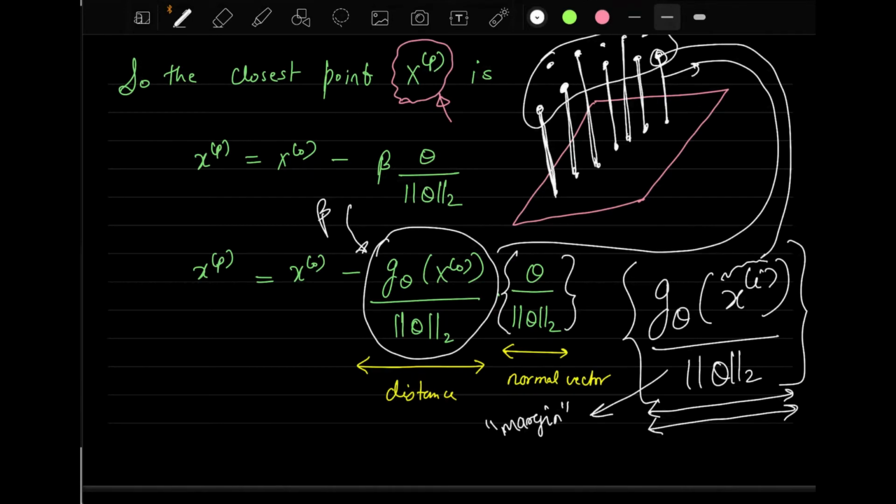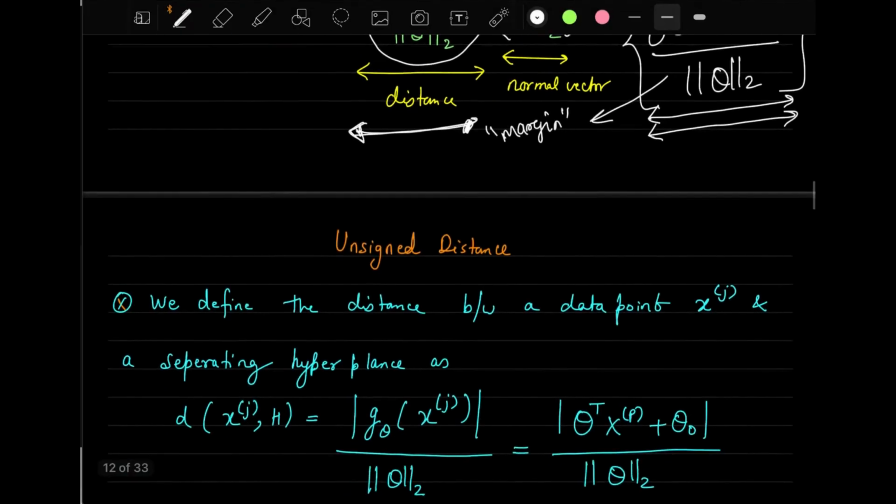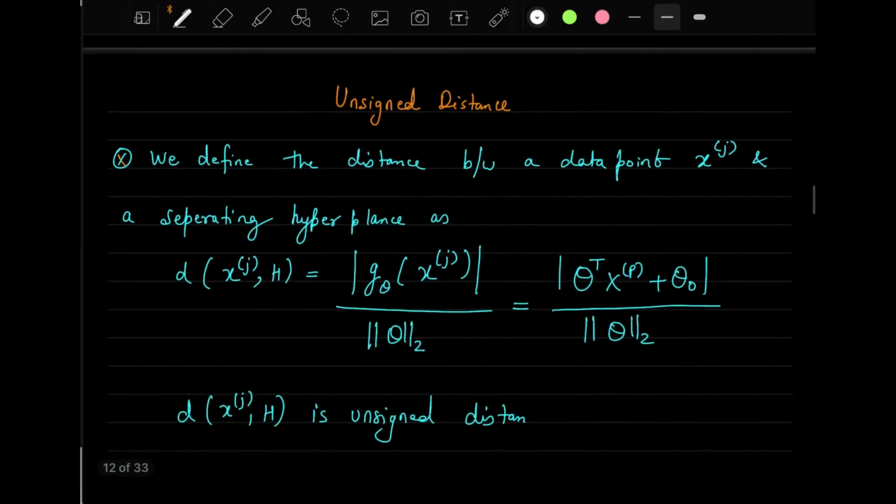Right, sir. So this is the distance that we are always focusing on in support vector machines. So let's move forward and see what we can do further. So now I am introducing a concept of unsigned distance.